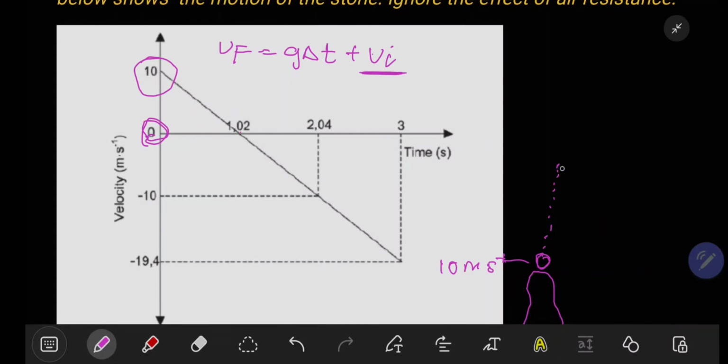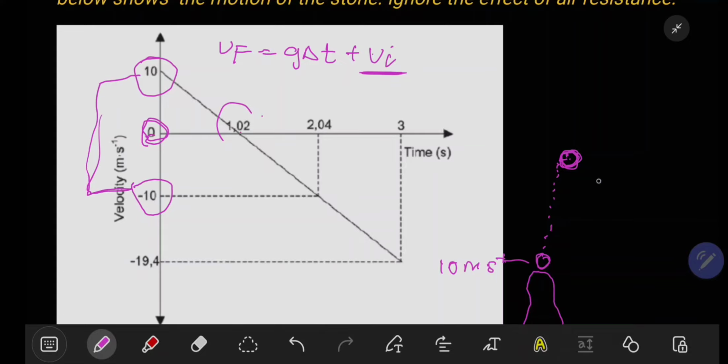So that is where it reached the maximum height, which is 0 meters per second at time t equals 1.02. Then later at time 2.04, that is where the velocity of the ball is now at negative 10. Then when you check the two, this is 10, this is negative 10, we talk of time symmetry.